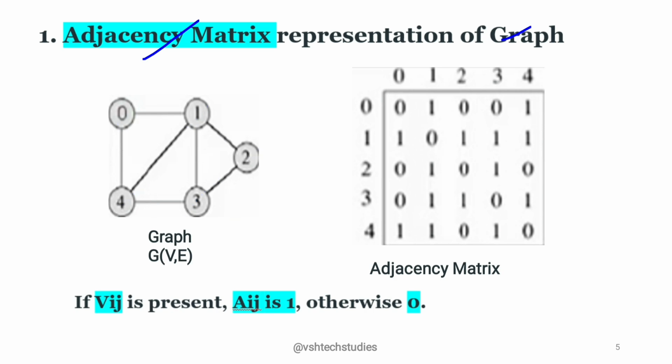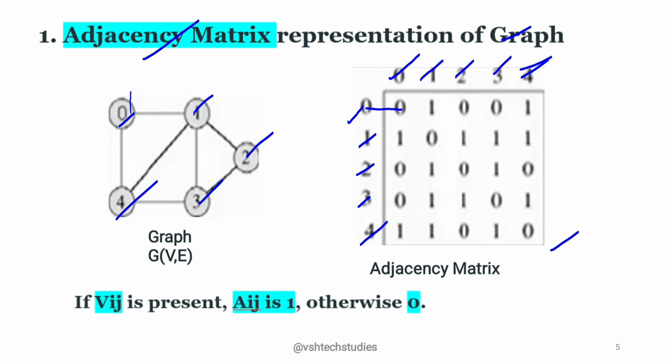Next, what is the meaning of an adjacent node? For node 0, nodes 1 and 4 are adjacent because they are connected through edges. 2 is not adjacent to 0. 3 is not adjacent to 0. That is the meaning of an adjacent node. So in the adjacency matrix, the vertices 0, 1, 2, 3, 4 are listed row-wise and column-wise.